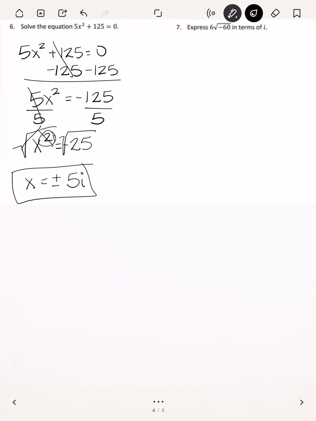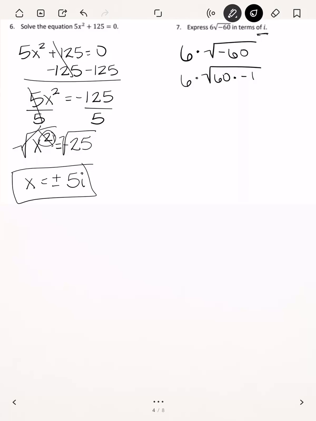Okay, the next question says express 6 square root of negative 60 in terms of i. So first off, I'm going to rewrite this as 6 times the square root of negative 60. From here, I like to split it up so I remember that I have 60 times a negative 1. That way I know I have an i because it says in terms of i.